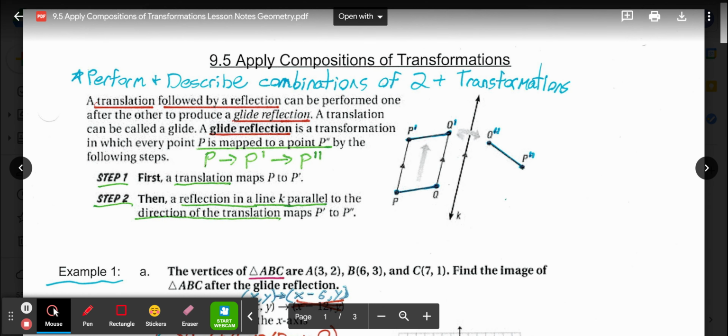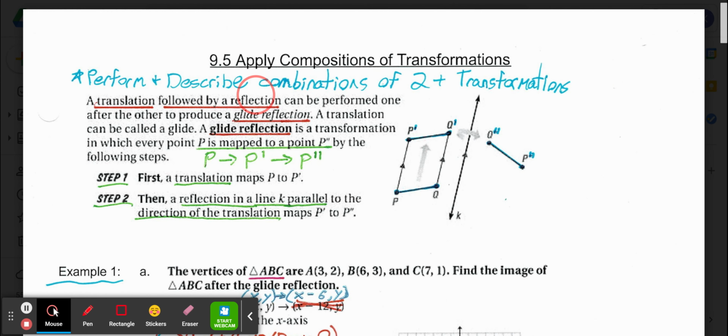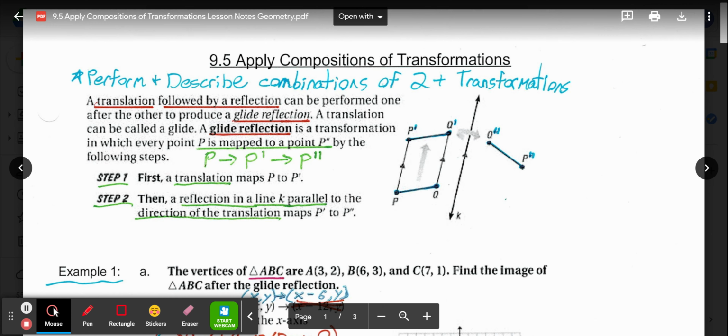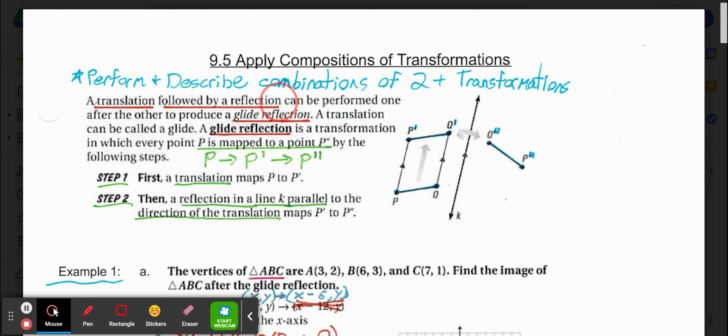First thing to look at: a translation followed by a reflection. If we look at segment PQ here, it's translated or slid up to P prime, Q prime, and then reflected over line K to give us segment P double prime, Q double prime. So if we have a translation followed by a reflection, they can be performed one after another, and that result is what's known as a glide reflection.